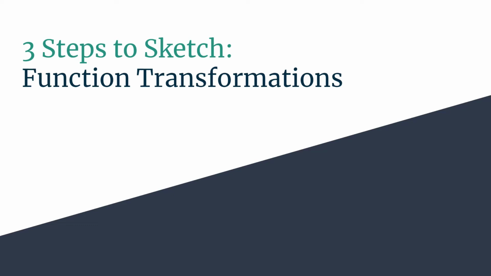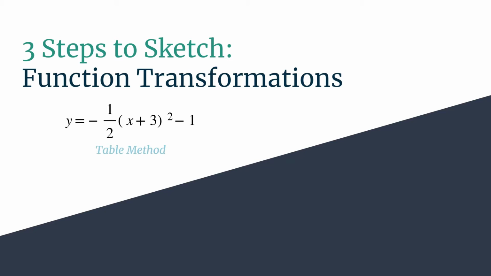Welcome to another 3 Steps to Sketch on function transformations. In this video, we're going to be looking at the transformation of a square function, and specifically, we're looking at y equals -1/2 (x plus 3) squared minus 1. And we'll use our table method to do this.